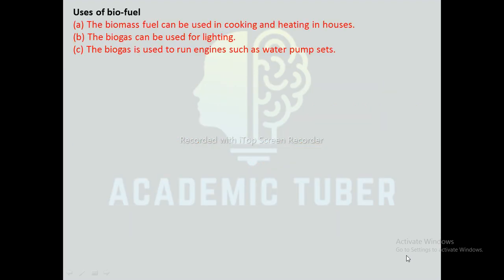Uses of biofuel. The biomass fuel can be used in cooking and heating in houses. The biogas can be used for lighting. It is also used to run engines such as water pumps, etc.